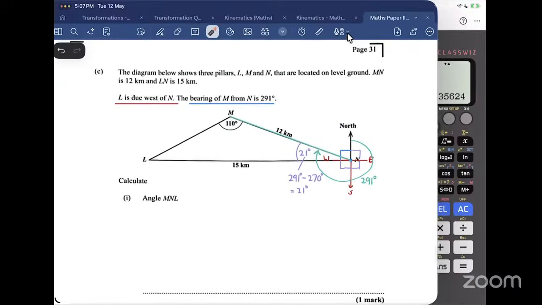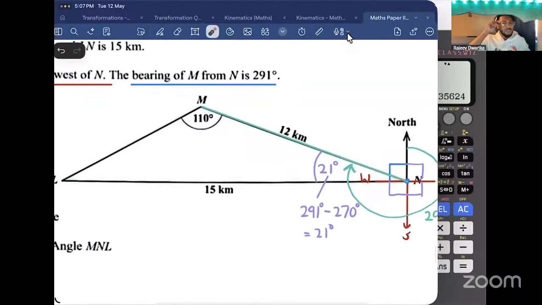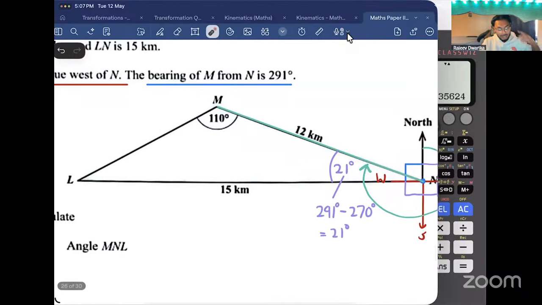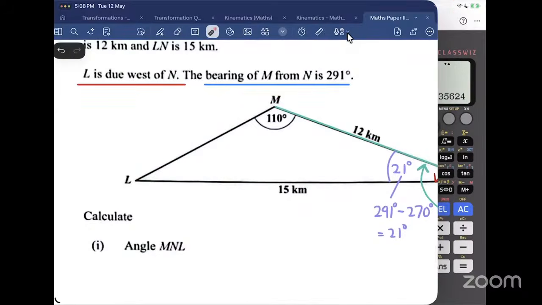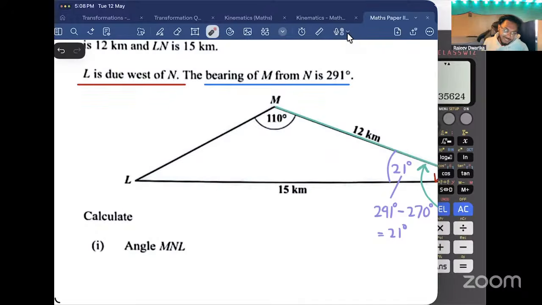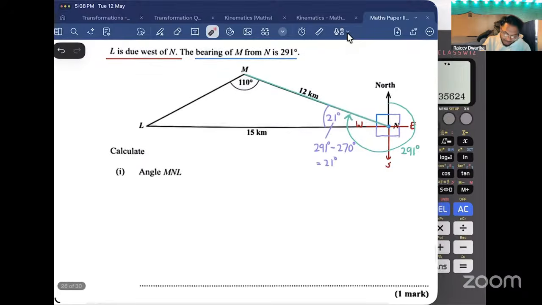I'm sure in the next question, they're asking you to find the length of LM. When you see this question coming, you just had to smile and wave. Guaranteed marks.